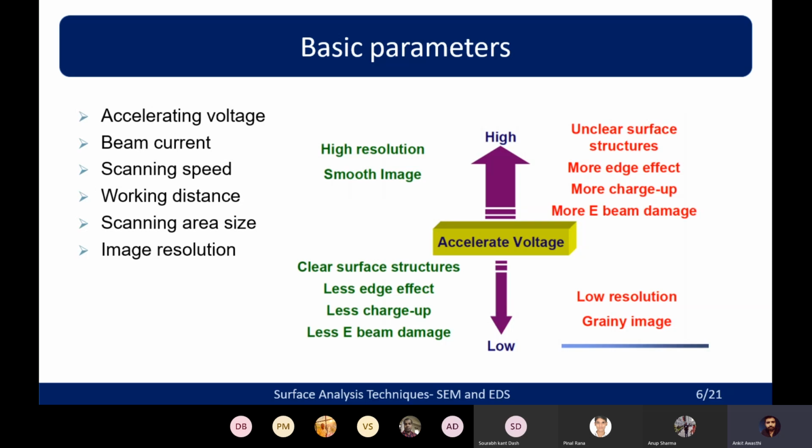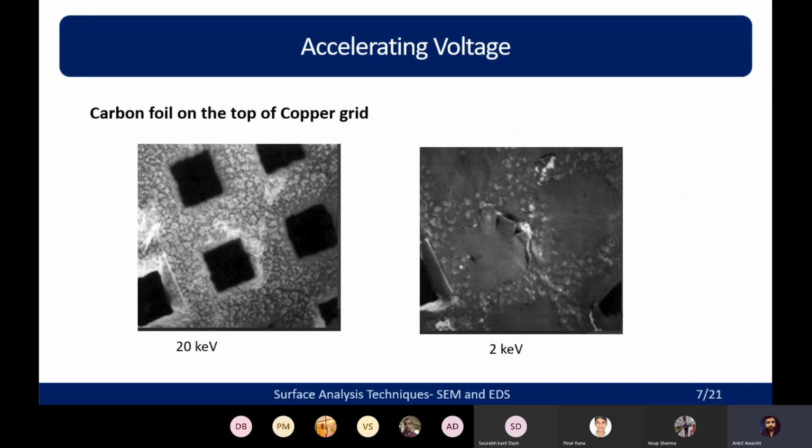When you increase the accelerating voltage very high, the image is very smooth and of high resolution. But there will be some loss of information, the charging effect will also come into play, and there is a chance of damage to the sample, because the beam can sputter at high accelerating voltage. If you decrease the voltage, you have to compromise on resolution, but the structures are very clear. Here you can see a clear example of what happens when increasing the voltage.